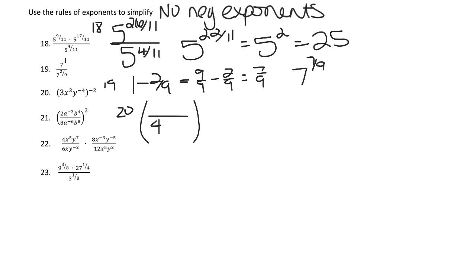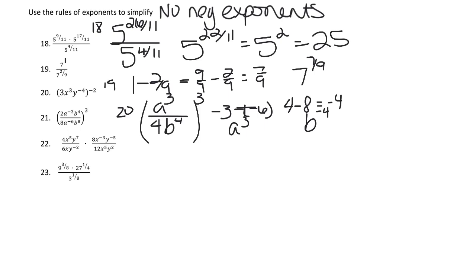A to the negative 3 minus negative 6. So it's negative 3 minus negative 6. Pay really close attention when you have lots of negatives. So this becomes negative 3 plus 6. So the a to the positive third power goes in the numerator. And then we have b to the fourth over b to the eighth. That's 4 minus 8, which would be negative 4. So that's b to the negative 4. Negative exponents go on the bottom, so b to the fourth. And then we're going to raise that to the third power.